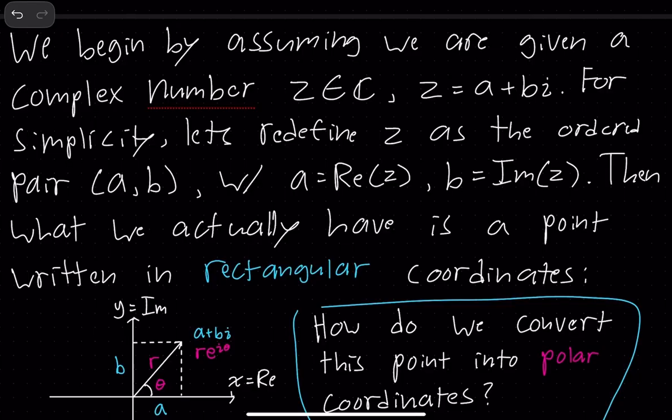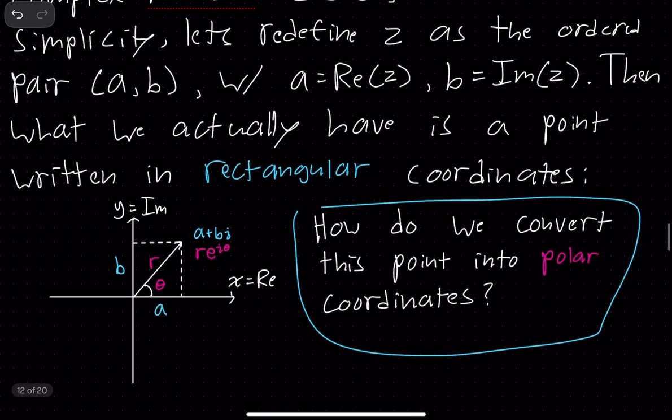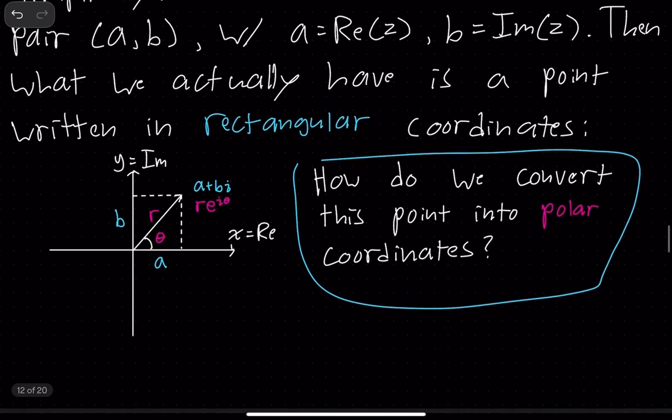Every complex number has a real and an imaginary term. So for simplicity, we'll redefine z as an ordered pair, a and b, where a is just the real term and b is the imaginary term. And so what we actually have now is just a point written in rectangular coordinates. And so what we want to do is figure out how to convert this point into polar coordinates.